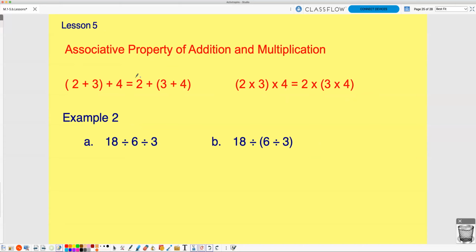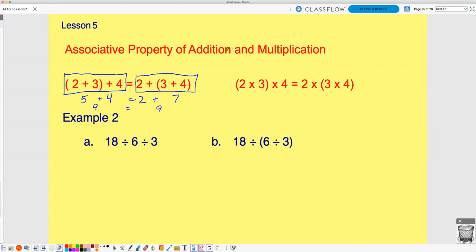Here's another example. Let's say you have (2 plus 3) plus 4, which equals 2 plus (3 plus 4). Okay, so let's look at that. Parentheses first. So in this case, in this one, it would be 5 plus 4 on this side. On this side, it would be 2 plus 7. So what's that equal? On this side, it equals 9. The other side is also equal to 9.